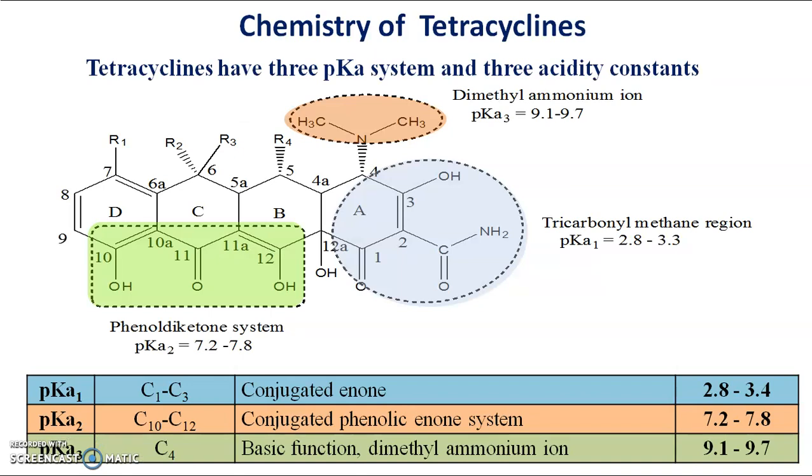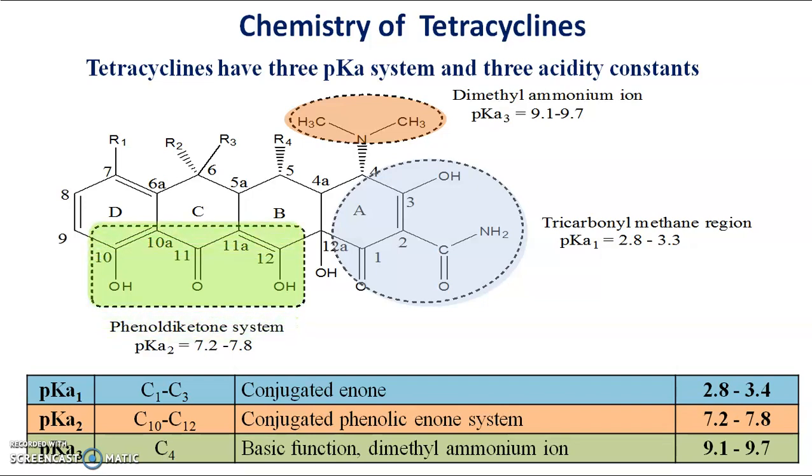Chemistry of tetracyclines. Tetracyclines have a 3 pKa system and 3 acidity constants. The pKa1 is called the tricarbonyl methane region and the pKa value is 2.8 to 3.3. It is called a conjugated enone system.